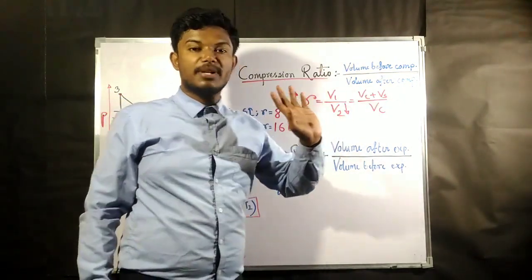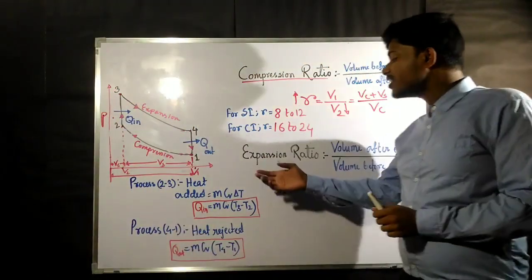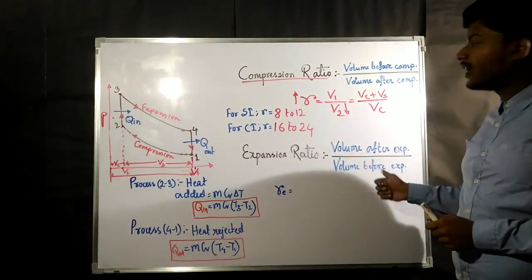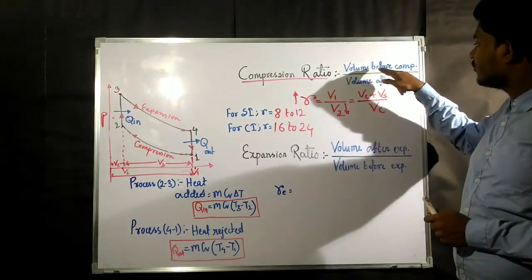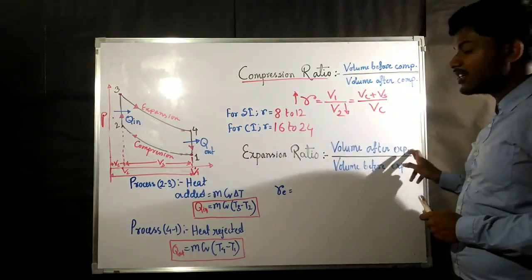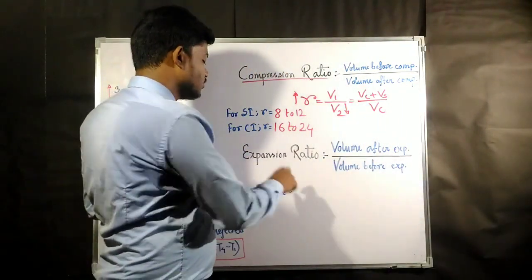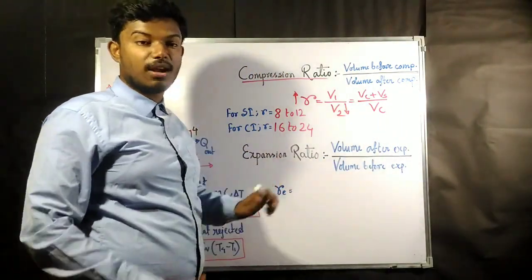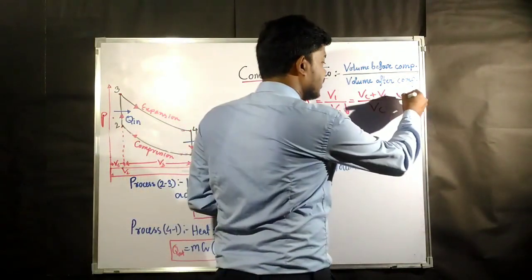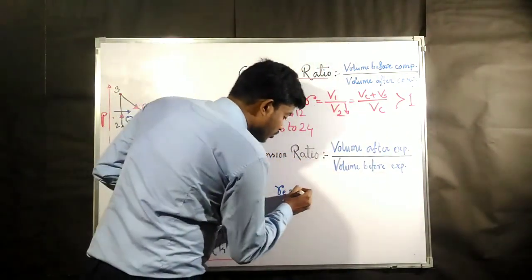So this was our compression ratio. Next thing is our expansion ratio. Expansion ratio is nothing but volume after expansion and volume before expansion. Now you can see here in compression ratio it was volume before compression at the top. Here volume after expansion is going to be at the top. We are keeping this in such a way that the compression ratio and expansion ratio become greater than 1. Here volume 1 is going to be higher than volume 2, so it is always greater than 1. Similarly the expansion ratio is also going to be greater than 1.